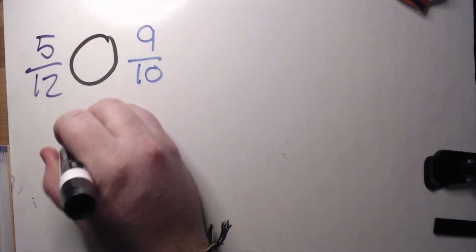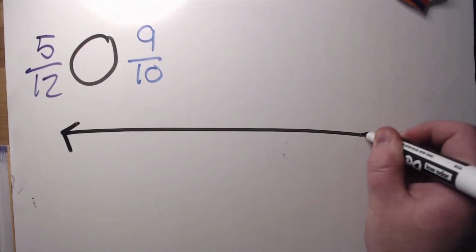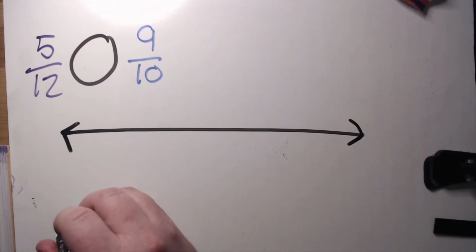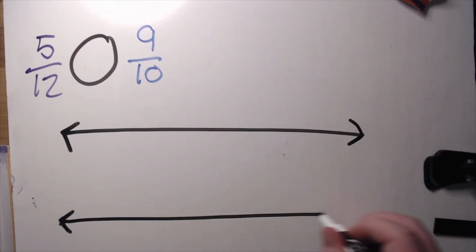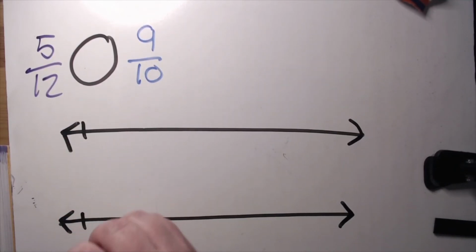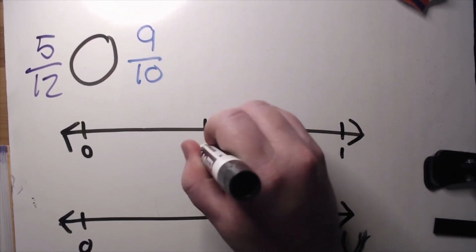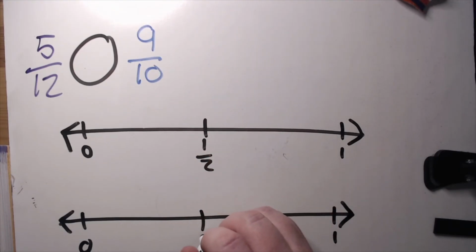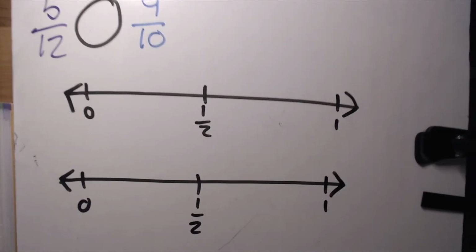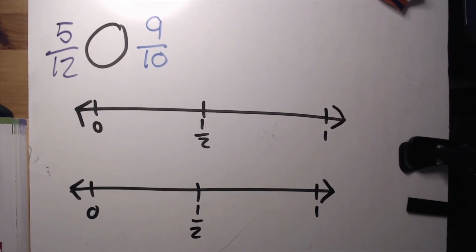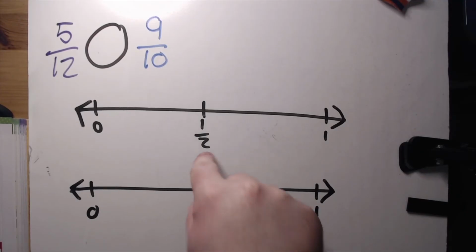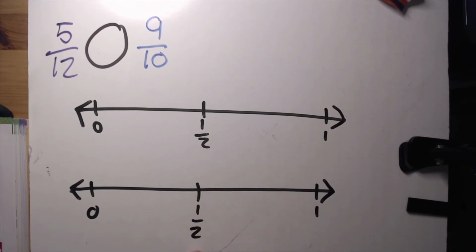First things first, I'm going to draw an arrow right here, all the way over, an arrow right there, and then same thing with a little bit of space so I have some room to write, just like that. Now, both lines are going to start at 0 and end at 1, and they will have 1/2 in the middle. Again, your question may be, but Mr. Edwards, 1/2 isn't one of the fractions I'm working with. Why on earth would I use 1/2? Because we're going to use this as our benchmark fraction. We're going to use this to be able to compare these numbers. Okay?